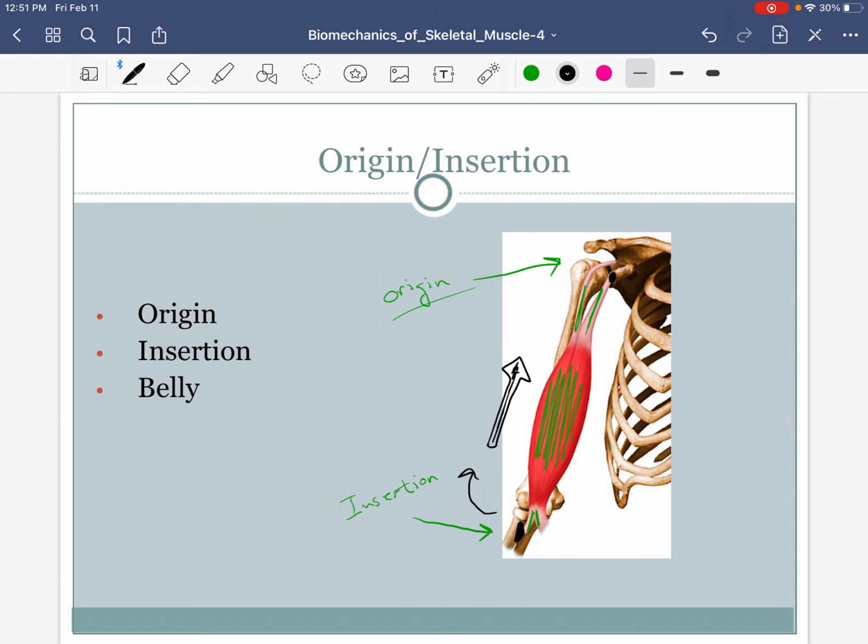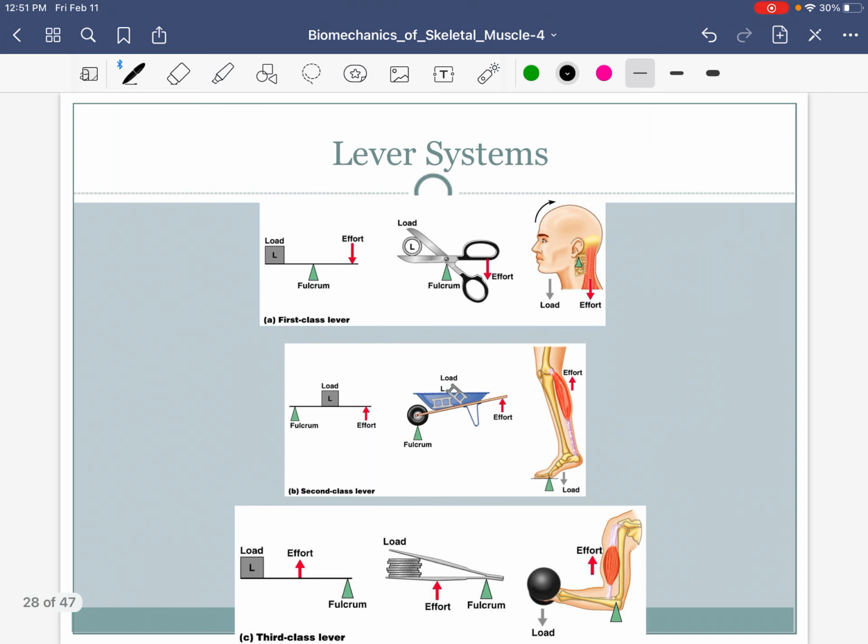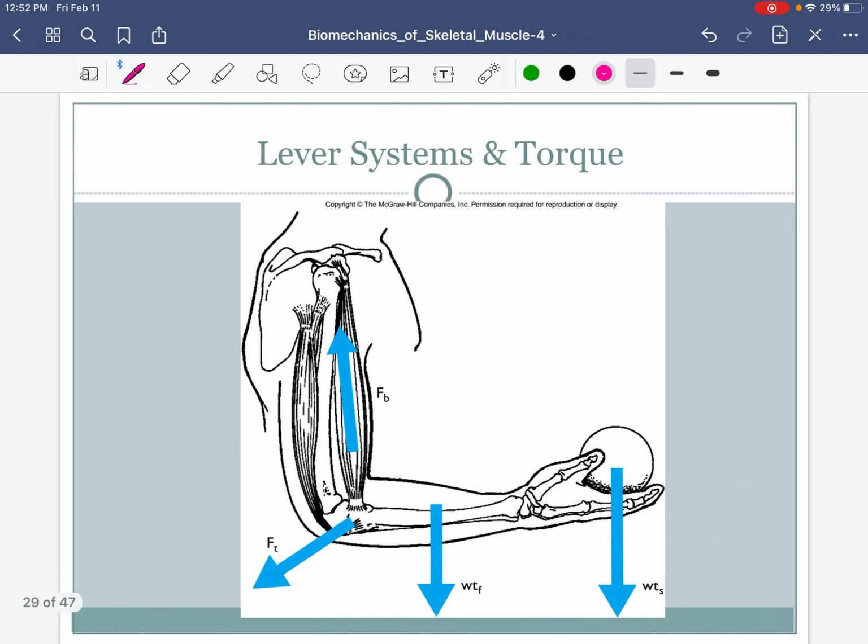All right. We talked about lever systems. Because, of course, muscles and bones work together as lever systems. A quick reminder, which lever system is utilized by most skeletal muscles? Third class lever. Which lever system provides the best mechanical advantage? Second. That's a review.